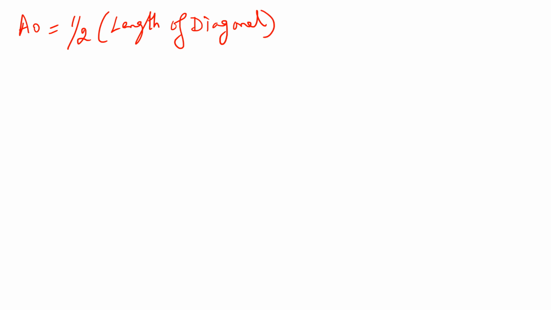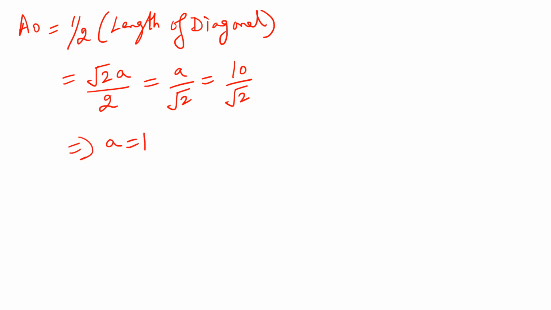And we also know that if a square has side length A, then the length of its diagonal is root 2 into A. So that means AO becomes A upon root 2. But we have already found the value of AO as 10 upon root 2. So this means A is equal to 10.